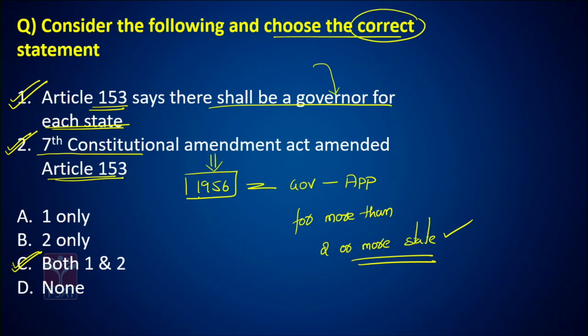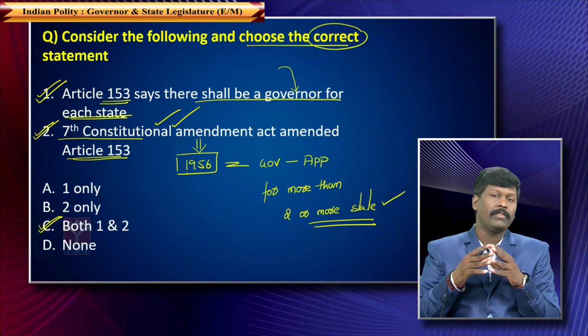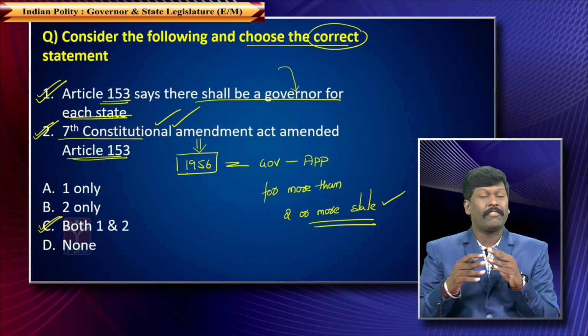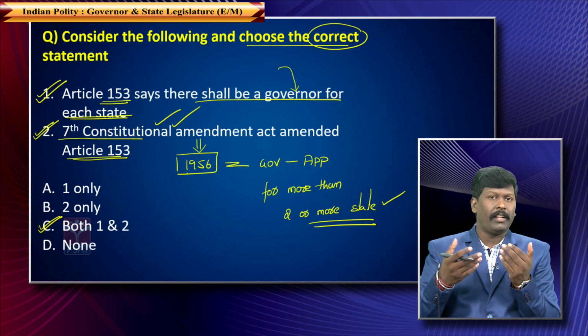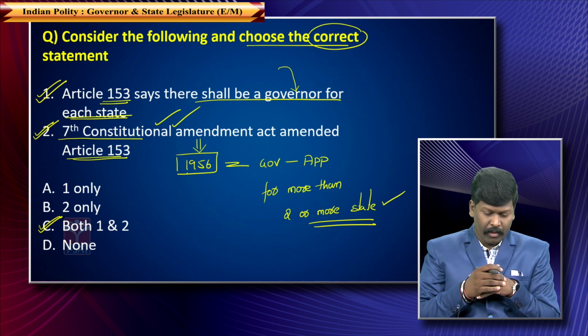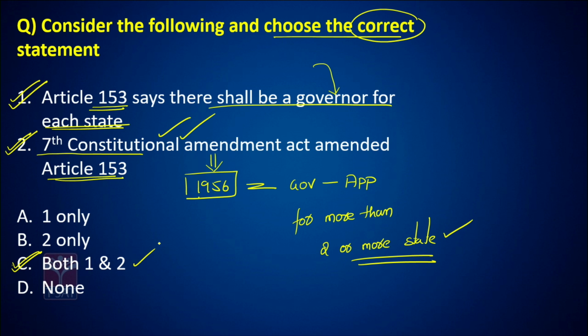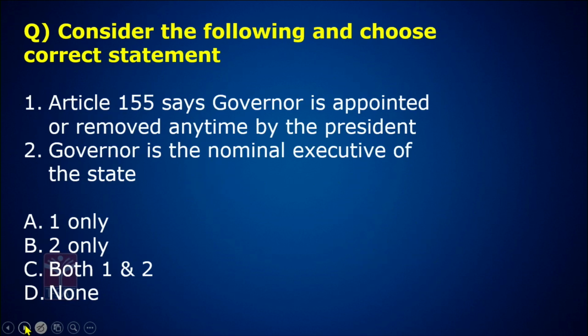This provision was not there in the original constitution. The 7th Constitutional Amendment Act has introduced this provision of saying that the same governor can be appointed for 2 or more states. Like, in 2014, we had the same governor as the governor for both the state of Andhra Pradesh and the state of Telangana. So, this is your first question. Answer is both the statements are correct. Let us go to the next question.